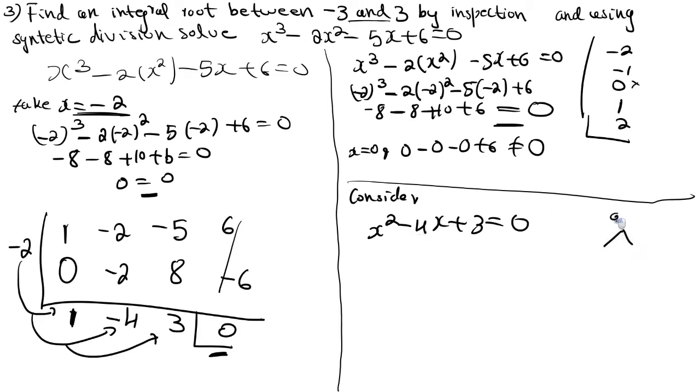Multiplying, AC value, that is 3. Adding, you have to get B value minus 4. What is the number? You can take 1 and 3. Then minus 1 and minus 3. Minus 1 into minus 3 is equal to plus 3, right? Adding gives minus 4. So you can write it as x square minus x minus 3x plus 3 equal to 0.